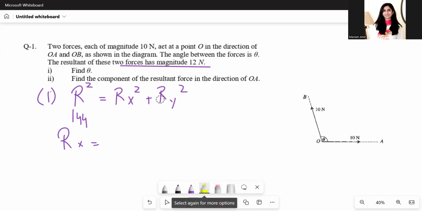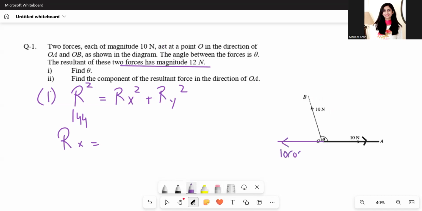We have two forces. We have a 10 Newton force in this direction and a 10 Newton force in this direction. We're going to resolve these two forces and get the x component of both these forces. Okay, so this one is 10 Newtons and it's already the x component. It has no y component. So Rx is 10.